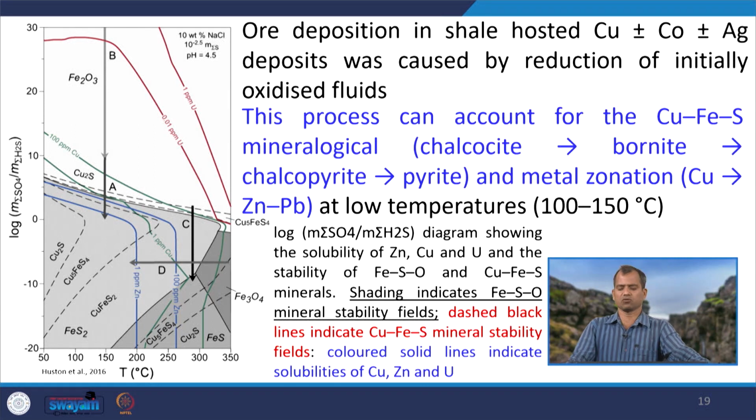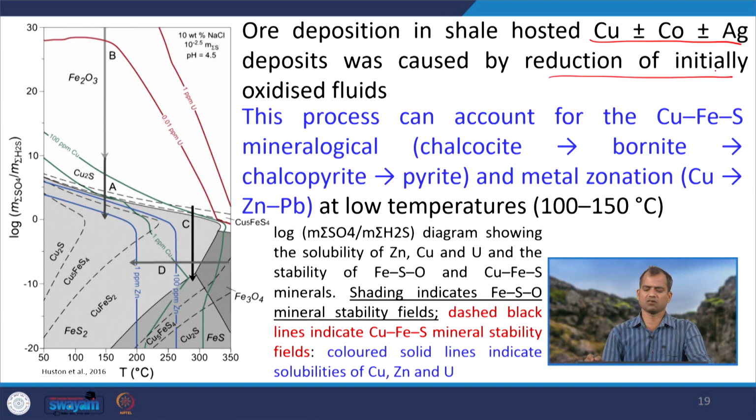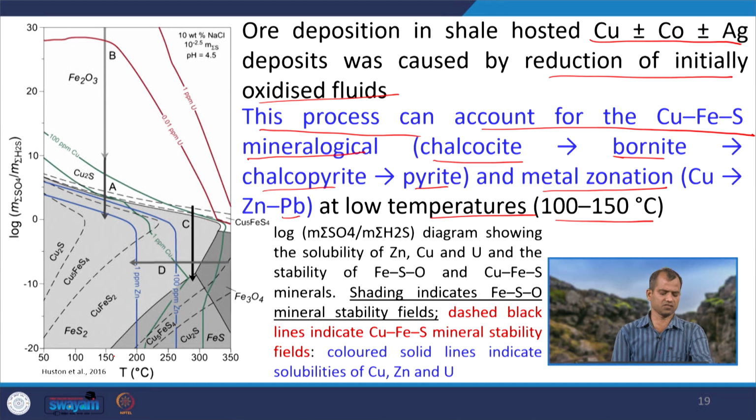Ore deposition in shale-hosted copper, cobalt and Ag deposits was caused by reduction of the initially oxidized fluid, and that can be seen in this figure. This process can account for these copper, Fe and S mineralogies in the form of chalcocite, bornite, chalcopyrite, pyrite, and metal zonation like copper, Zn and Pb at low temperature, around 100 to 150. For example, here if you see the 100 to 150 temperature region, these minerals are getting precipitated.